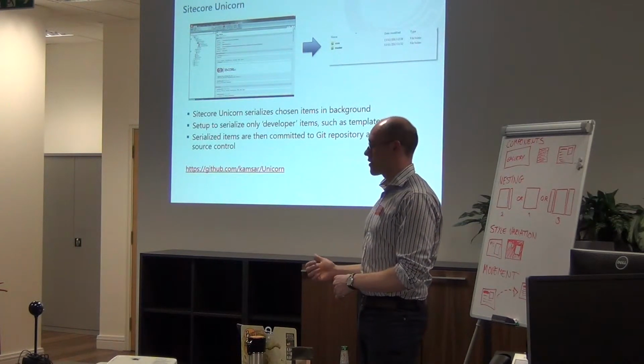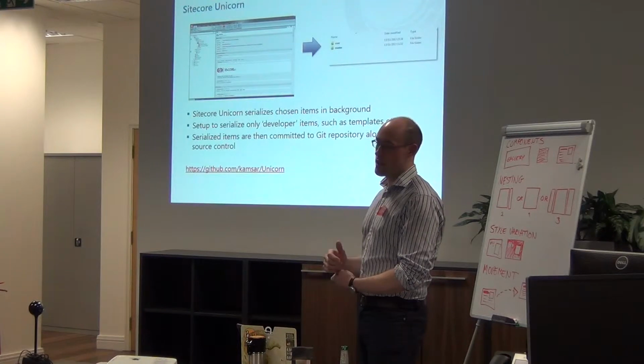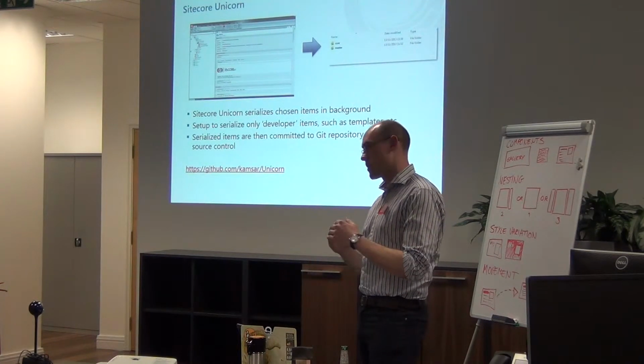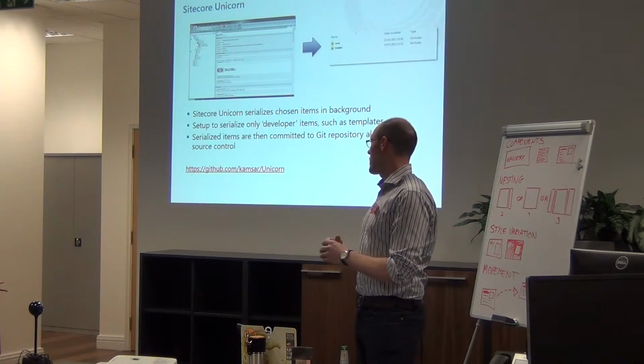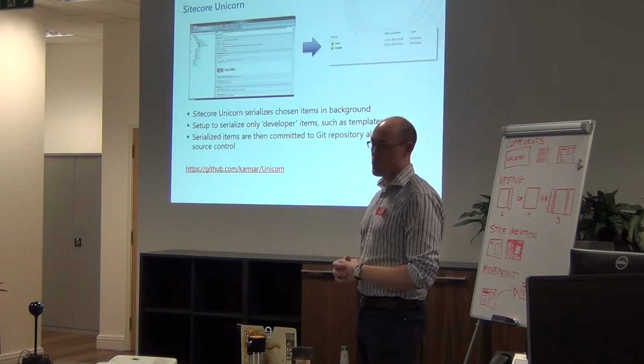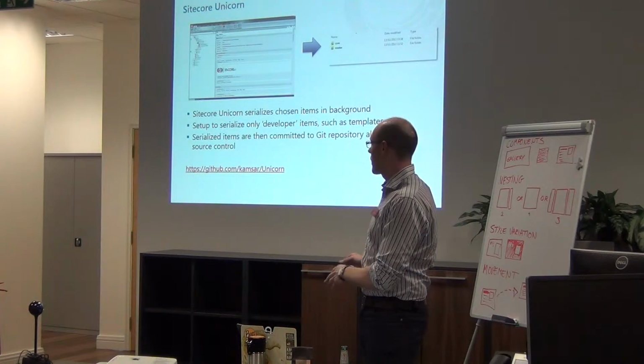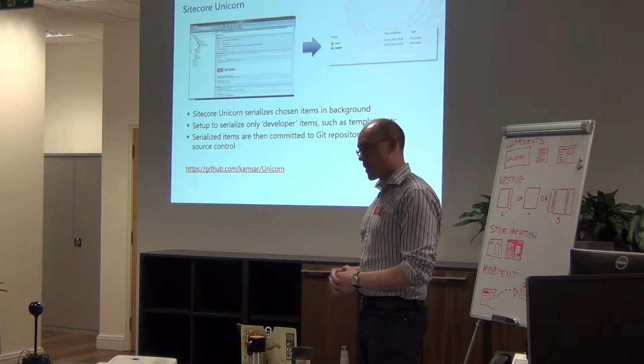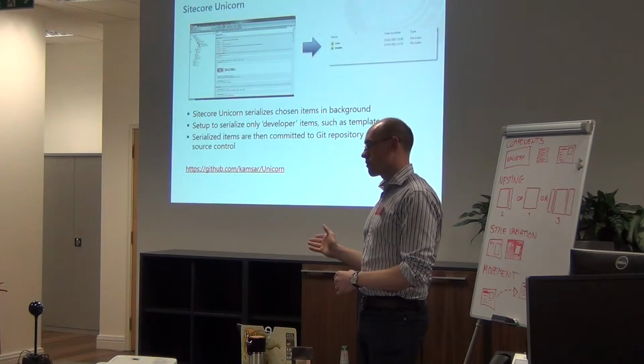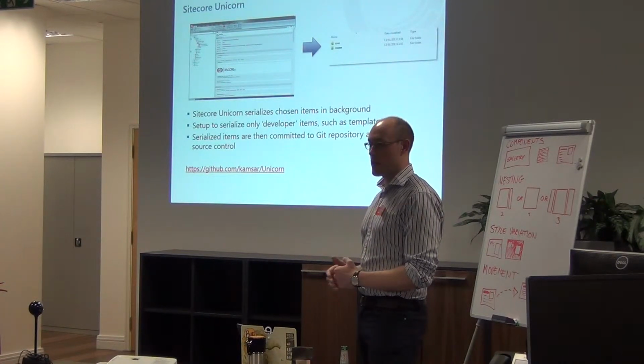Sitecore Unicorn, as I say, is a helper to serialize items. You set that up to serialize items under a particular path. So as items are created by your developers, you don't have to worry about telling them to serialize them afterwards in a particular folder. It will take care of that for you. And then you can obviously put your serialized items into source control, which is a definitely recommended practice.